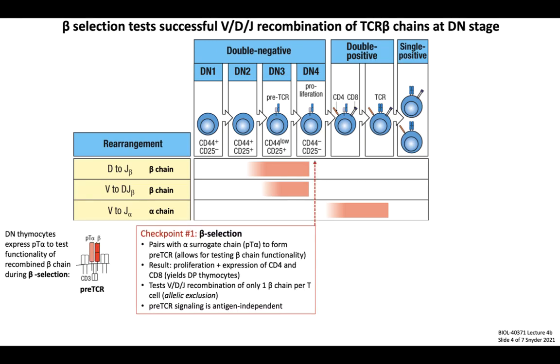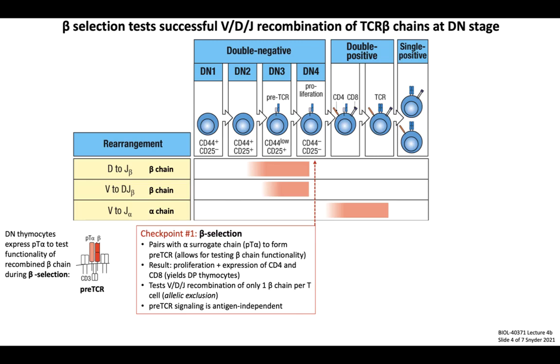At this point, cells are subjected to the first checkpoint that we talked about briefly beforehand, which is beta selection. The primary goal of beta selection is to test whether a thymocyte expresses a functional TCR beta candidate chain, and it does this by pairing the TCR beta chain with something called the alpha surrogate chain, abbreviated as PT-alpha. This protein heterodimer of PT-alpha and TCR beta is called the pre-TCR, which tests the functionality of the candidate TCR beta chain by undergoing antigen-independent activation and signal transduction.